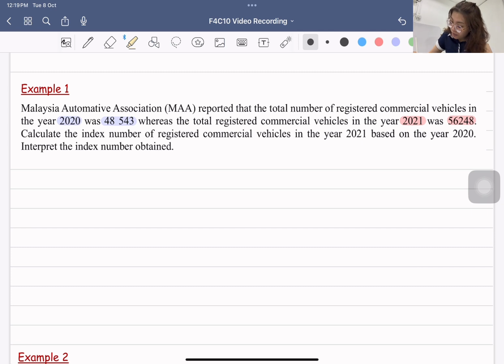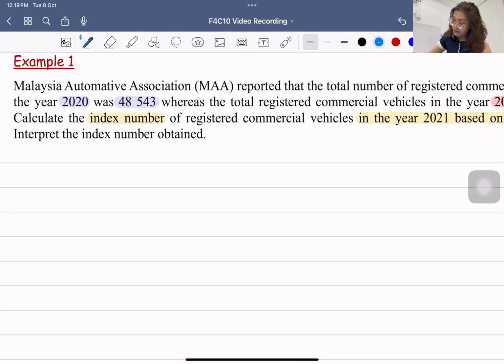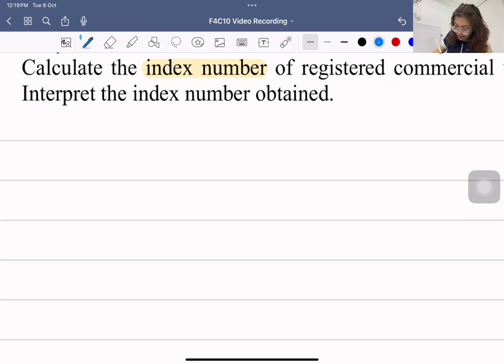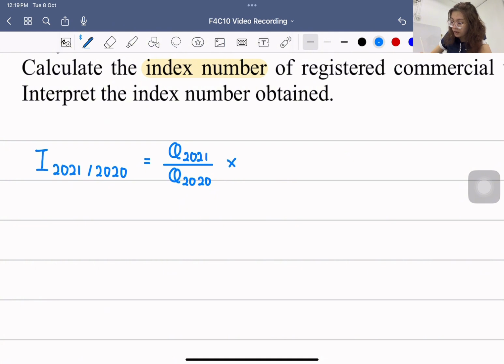This is the important part: index number in the year 2021 based on the year 2020, the orange highlighted part. Okay, so our solution will be like this. We are required to calculate the index number in the year 2021 based on the year 2020. So I equals the number of vehicles in 2021 over the number of vehicles in 2020, then we multiply by 100.